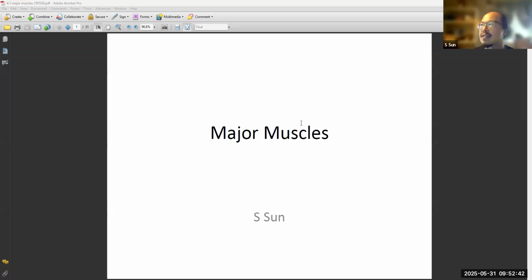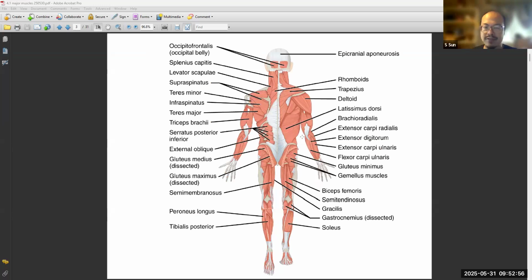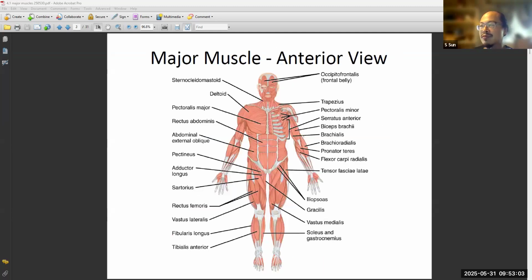All right, so let me share my screen. So here is a slide, and this is the major muscles. Here I show you the major muscles in the anterior view. Anterior means the front, and the posterior view. So this one summarizes almost everything. So let's go through this one.